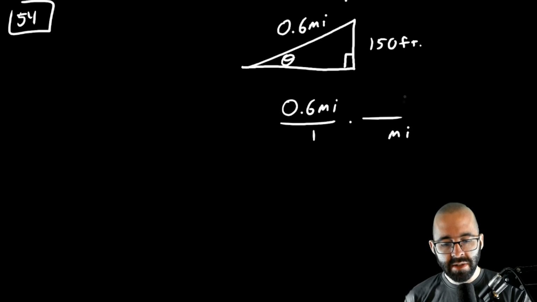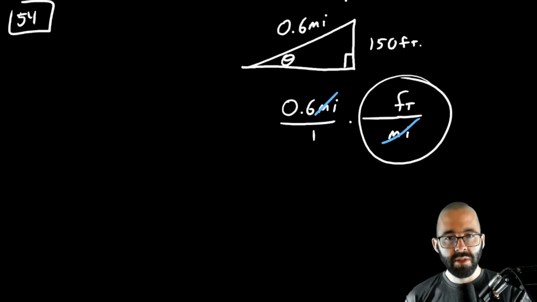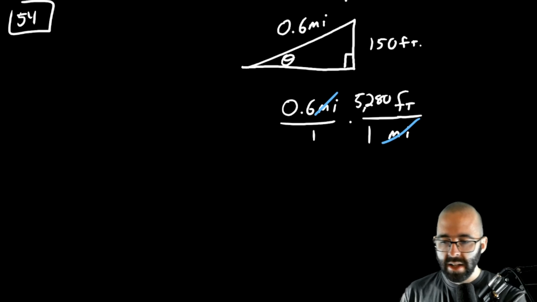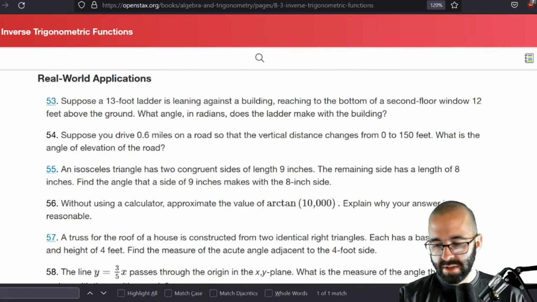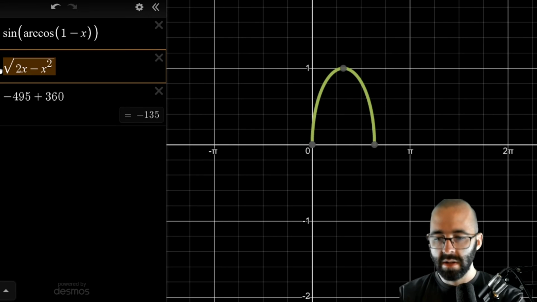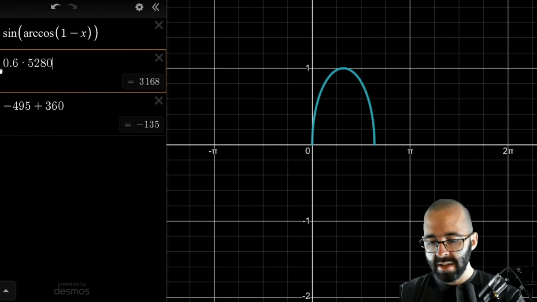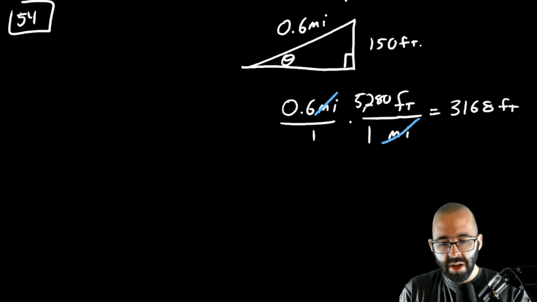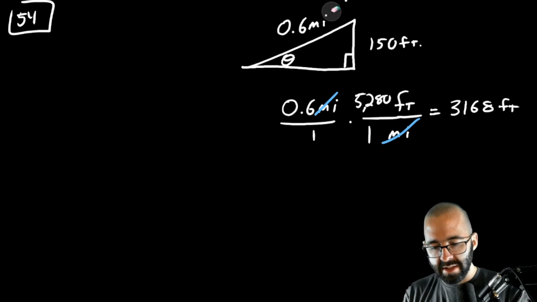How do we relate miles to feet? We put miles in the bottom so that they cancel. We have to make sure that this fraction is equal to 1. So 1 mile is 5,280 feet. Let's multiply that out. 0.6 times 5280. That's 3168 feet. All right, the miles canceled out. All that's left is feet. I'm actually just going to erase this here.